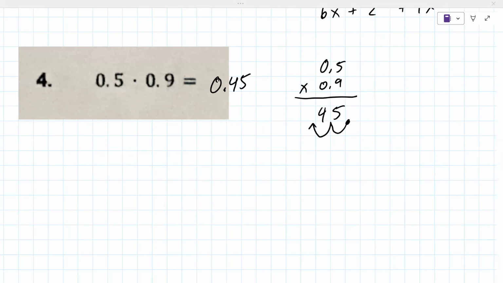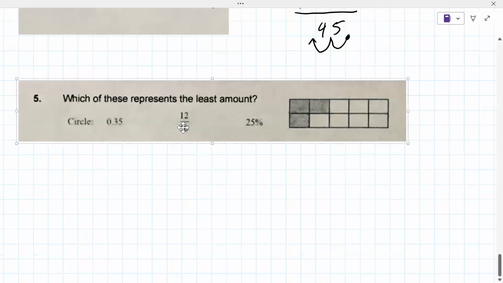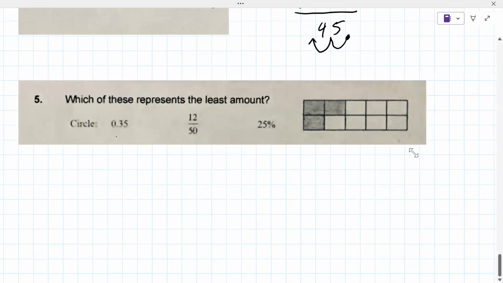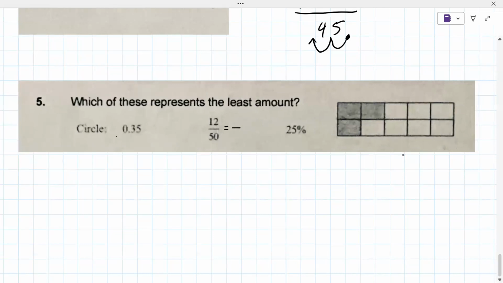Next one that we probably should look at is number 5. With these types of problems, you really want to convert everything to a decimal in most cases. So 0.35 is already a decimal. That's good. 12 out of 50, you generally go to 100. So what do you multiply 50 by to get to 100? Multiply by 2. So if you multiply the top, 24. So then it's just 24%.